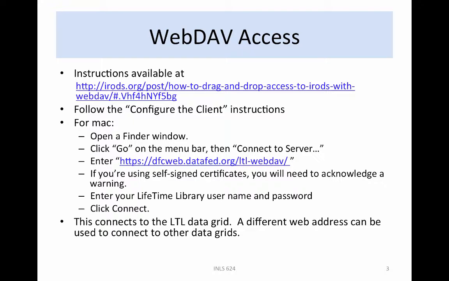Enter https://dfcweb.datafed.org/ltl-webdav. If you are using self-signed certificates, you will need to respond to a warning. Enter your Lifetime Library username and password, click Connect. This interface is set up to connect to the Lifetime Library. To connect to another data grid, a different web address will be needed.